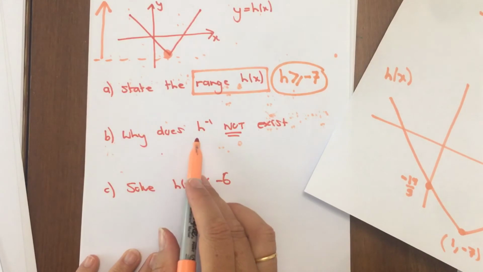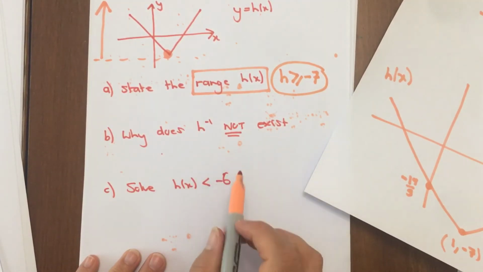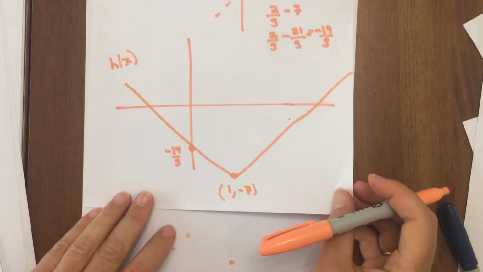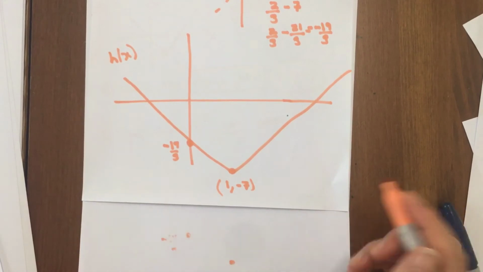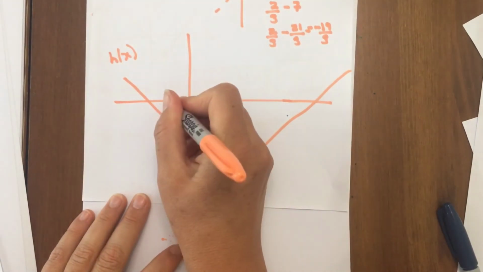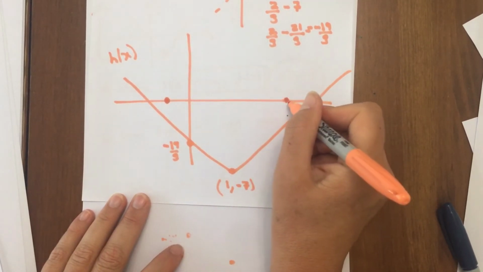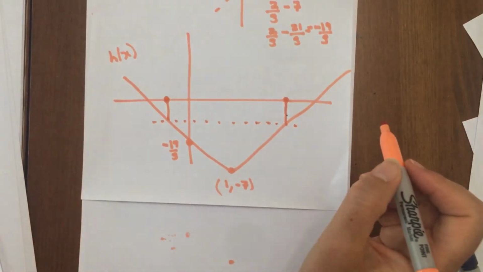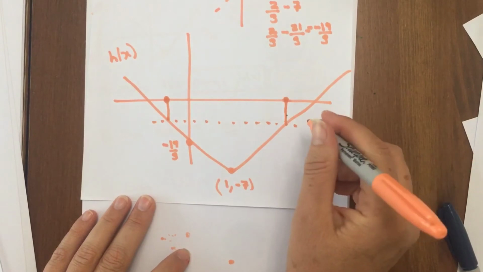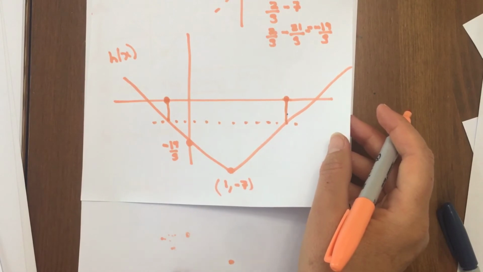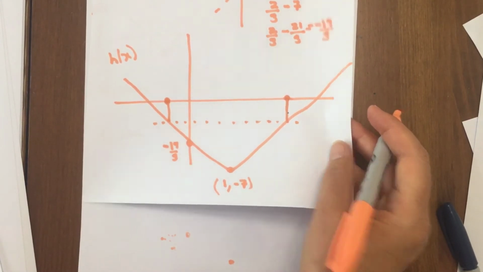B. Why does the inverse not exist? Now, the inverse function only exists for 1-to-1 functions. Now, this is not a 1-to-1 function. This is a many-to-1 function because you've got two values, for example, here and here, which will go to the same value. Therefore, the inverse function does not exist because inverse functions only exist for 1-to-1 functions.